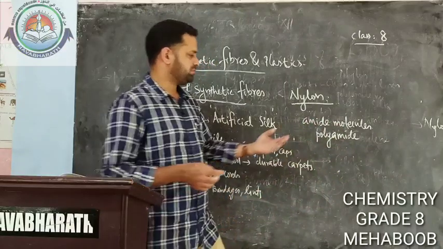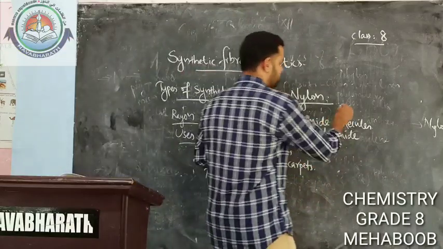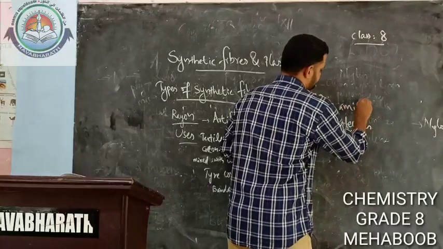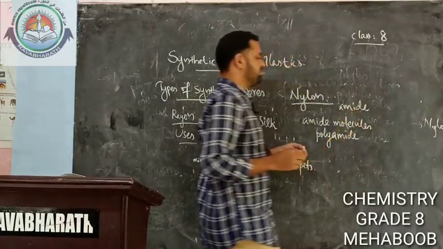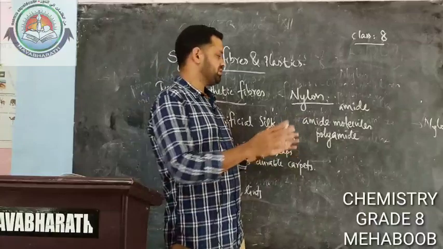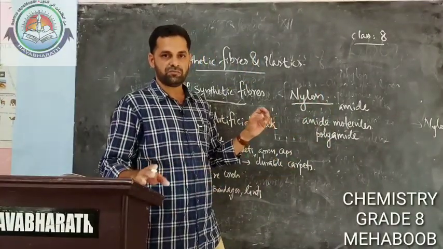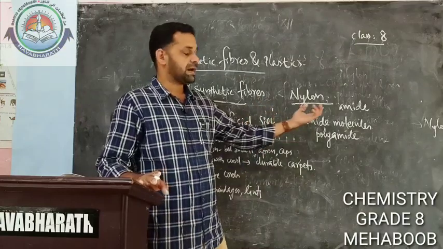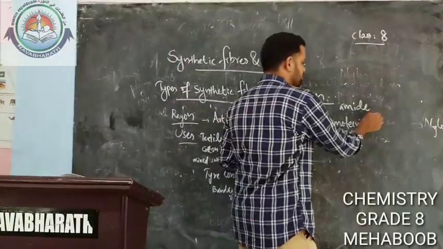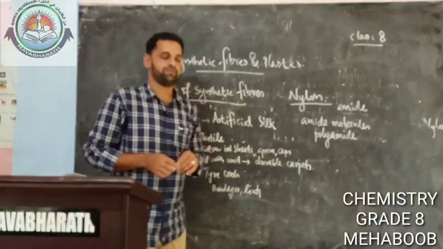So here, which is the monomer? Amide molecule is the monomer, and many amide molecules form what? Polyamide, and that is nylon. So in nylon, which is the monomer? Amide molecule. Okay, amide molecule is the monomer of nylon.